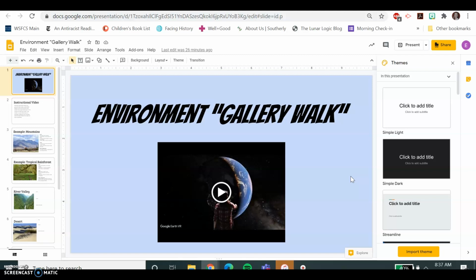In brick and mortar, a gallery walk, you'd have stations around the room or maybe even in the hallway. You would have a guiding sheet with you and you would visit each station that would have like a picture or a quote or a political cartoon and answer the questions. Today we have 4 slides, 4 different environments that you are going to interact with.